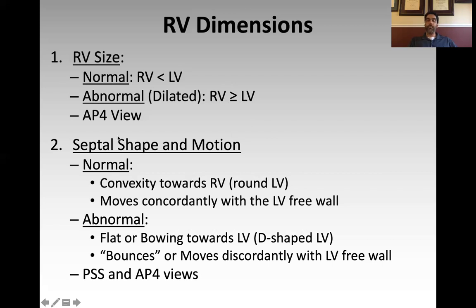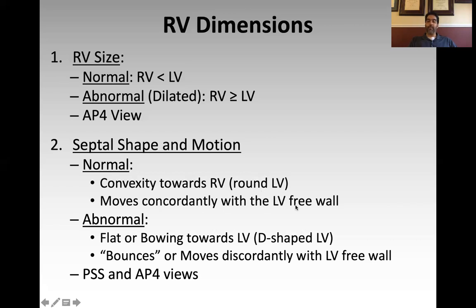Okay. The other thing you look at is septal shape and septal motion. And remember, the subcostal short axis view is the best view to look at this. Okay. So what you want is for the septum to be convex in shape, with that convexity pointing up towards the RV. And the result will be a round shaped LV.